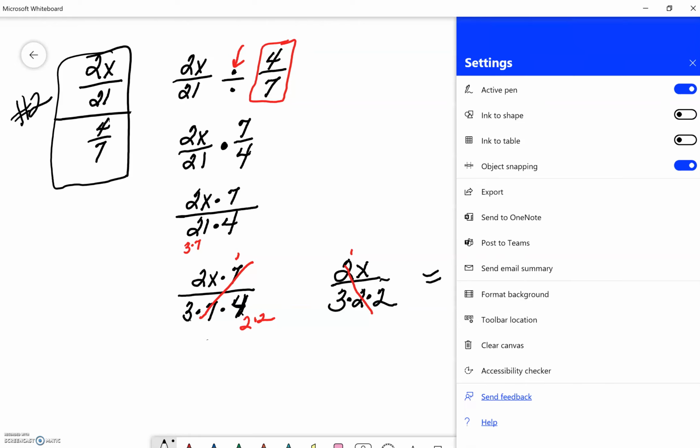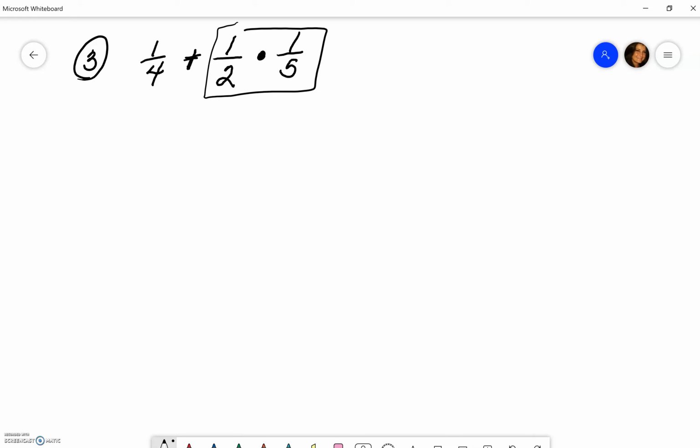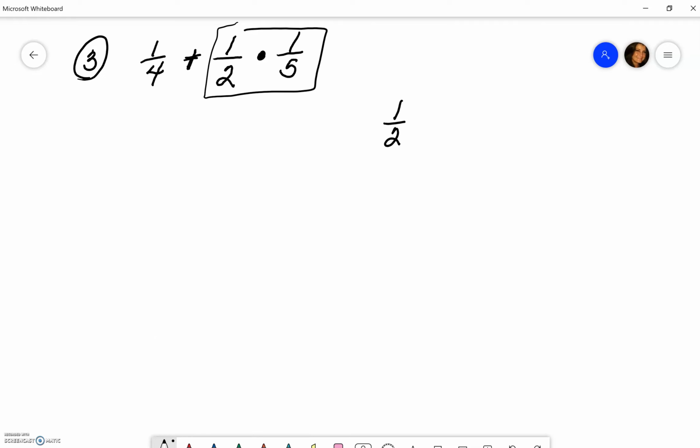All right, so let's move on to the next one. This is number 3. Now, number 3 is based on order of operations. So we have 1/4 plus 1/2 times 1/5. So we need to multiply before we add. So that means we have to work with these two first. I'm just going to go off to the side and write it out as 1/2 times 1/5. And I know I'm going to multiply across, so 1 times 1 is 1, and 2 times 5 is 10. So there's our answer, 1/10.